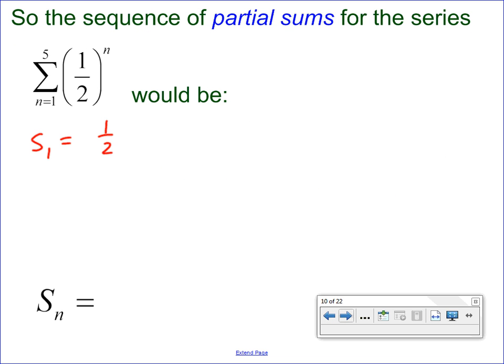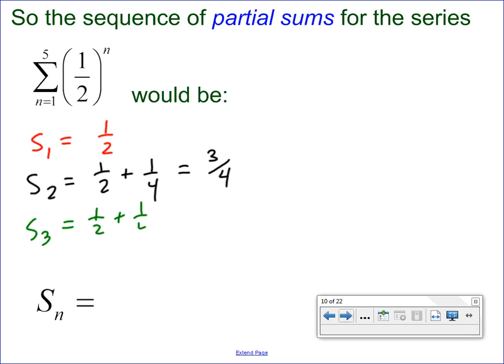S sub 2 would be the sum of the first two terms. And that would be 1 half plus 1 fourth. So 1 half plus 1 fourth is 3 fourths. Is that right? Yes? S sub 3: 1 half plus 1 fourth plus 1 eighth. And so 6 eighths plus 1 eighth is 7 eighths. 7 eighths?